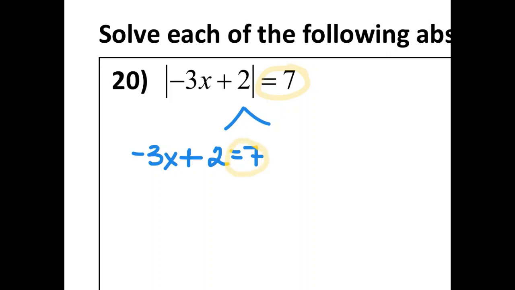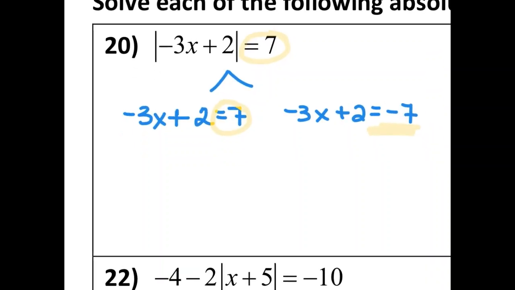So those two numbers should be the same. And then write that whole thing again, but instead of positive 7, you're going to say equals negative 7. So take that number that's on the other side of the equation and write it again, but as a negative number. Then you're going to solve both of those equations.